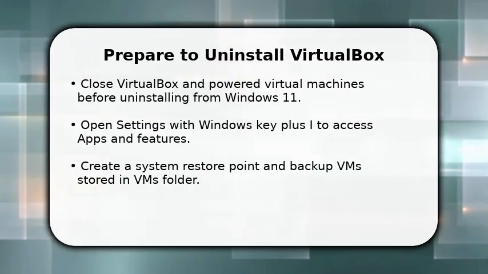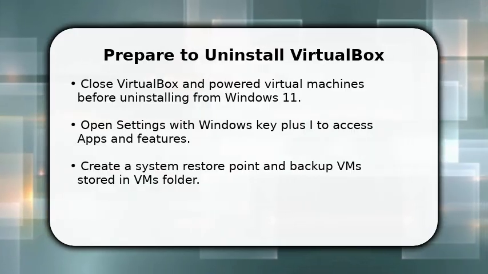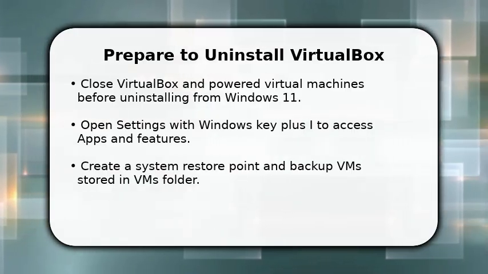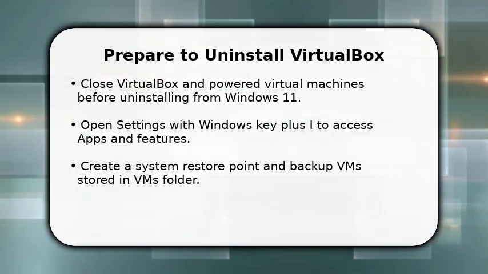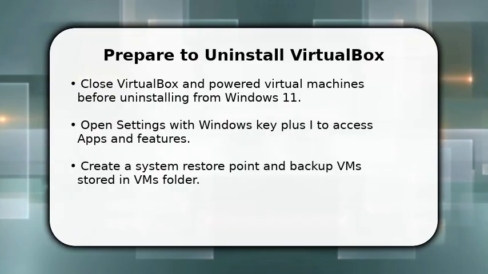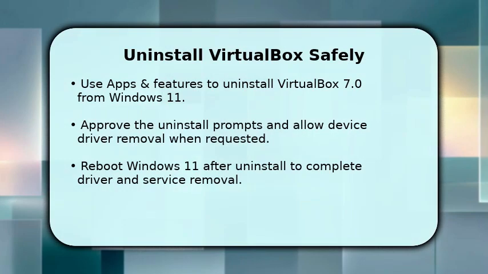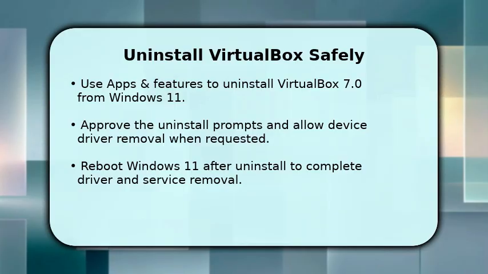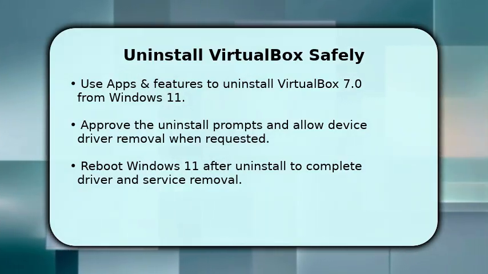Locate your virtual machines in the default VMs folder and copy any important VDI or VMDK files to an external drive. Note the VirtualBox version, for example VirtualBox 7.0, before you begin the uninstall process. In Apps and Features, find VirtualBox or VirtualBox 7.0 and click Uninstall to start removal.